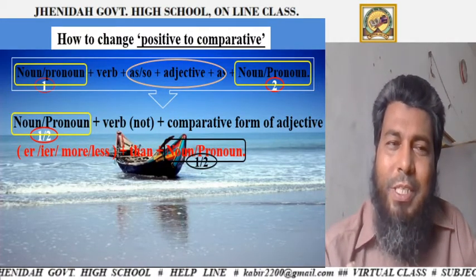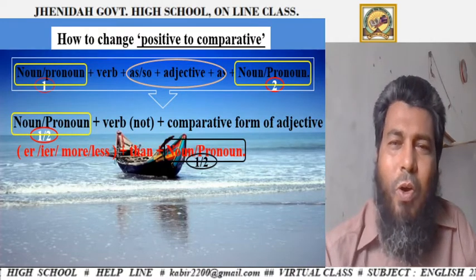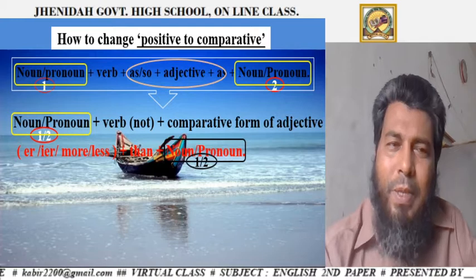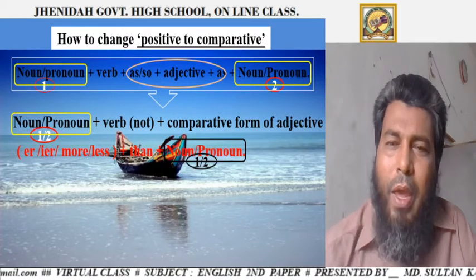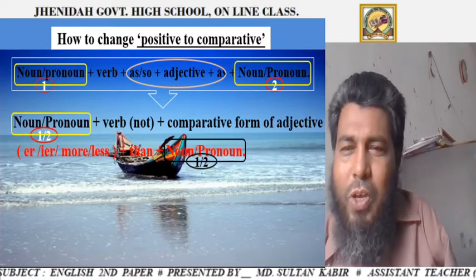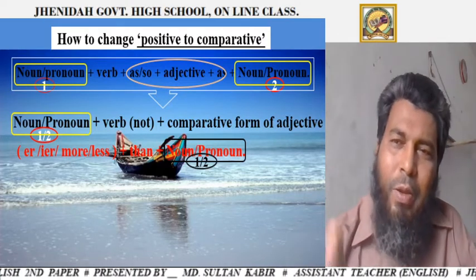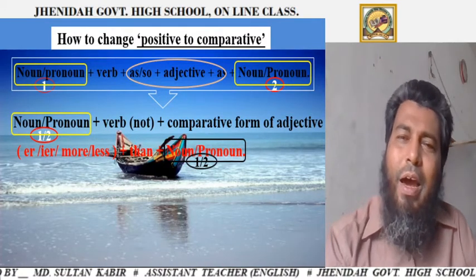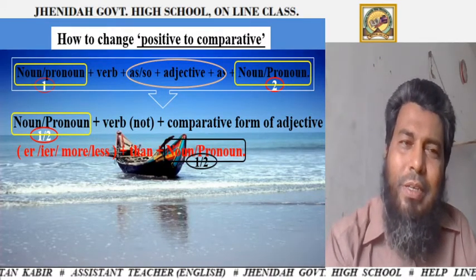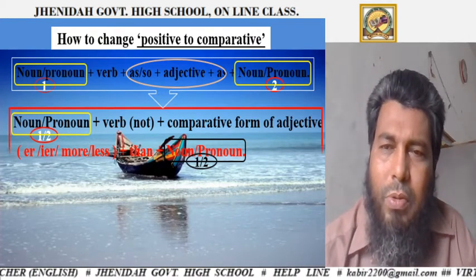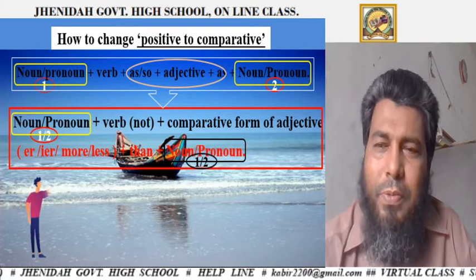This is the special characteristic of the comparative degree: after the comparative form of the adjective there must be than. Okay, and then the noun or pronoun. The noun or pronoun may be the first one or the last one. If you add the first noun or pronoun at the beginning, then after than you will insert the last noun or pronoun. Okay, now look at the example here.